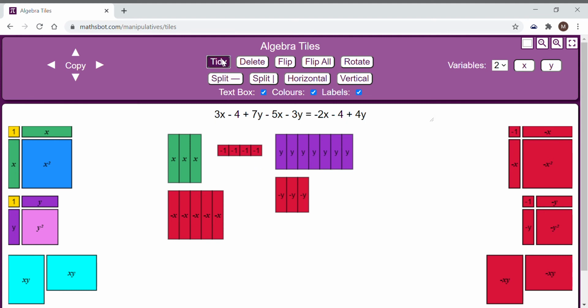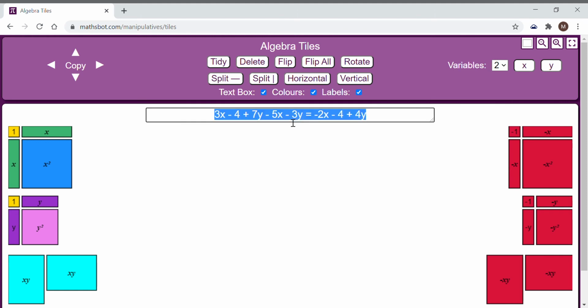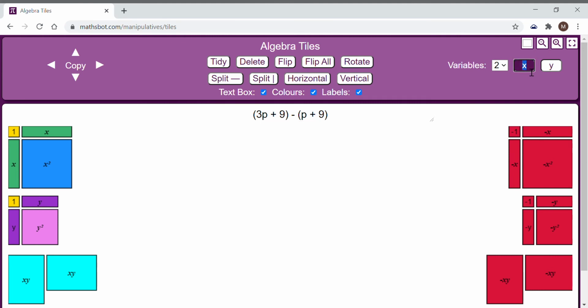Let's try a more challenging problem. 3p plus 9 minus p plus 9. Change my variable to p. Whenever we have parentheses and there's a negative in front of the parentheses, we need to use the distributive property. So we need to distribute the negative to the p and the negative to the 9.